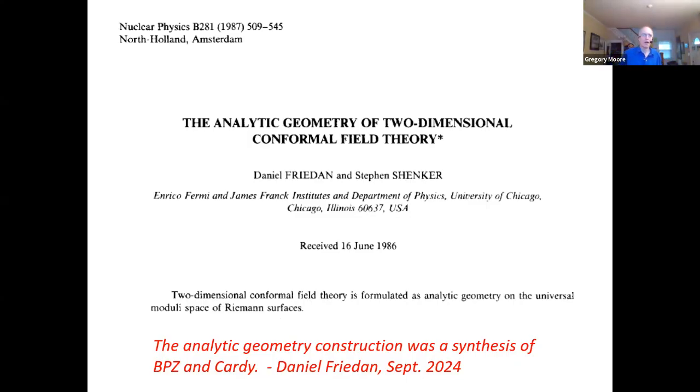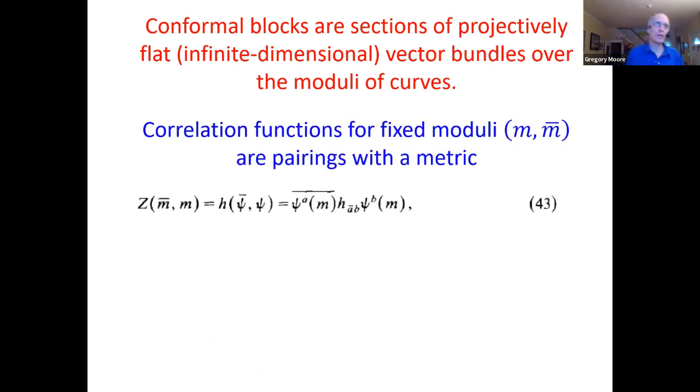An important observation they made in this paper was that conformal blocks should be thought of geometrically as sections of projectively flat, infinite dimensional vector bundles over the moduli space of curves. For today's talk, it is important that they were thinking about infinite dimensional vector bundles. And then correlation functions for fixed moduli, let's say M and M bar, are then to be thought of as pairings of sections of this vector bundle with a metric, a Hermitian metric, on that bundle.